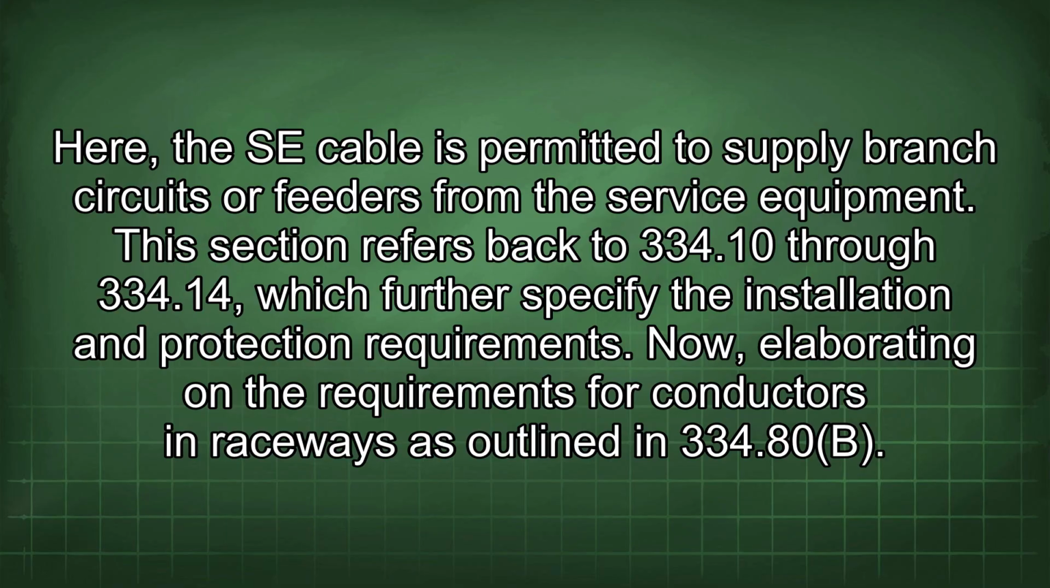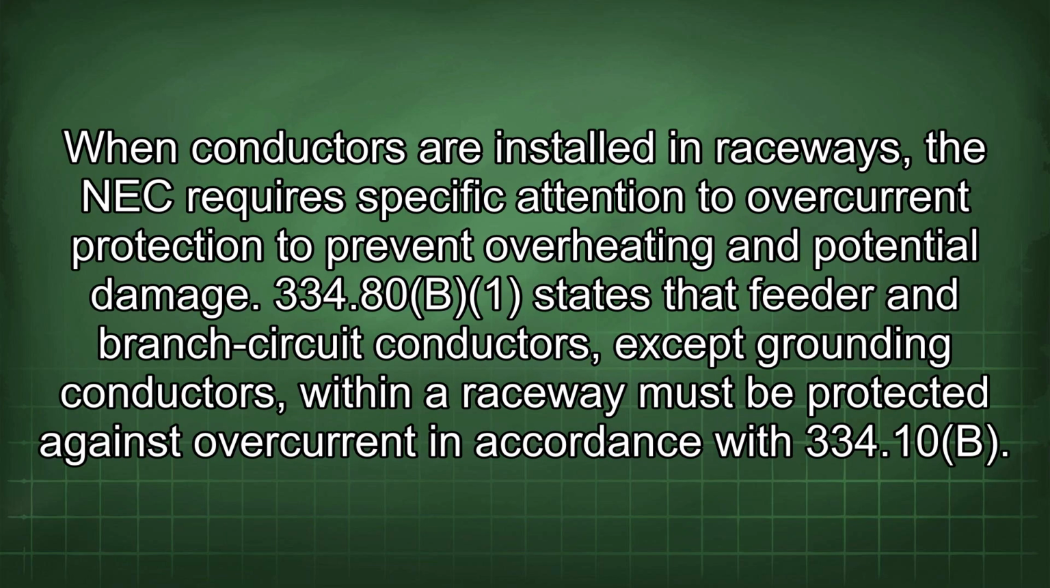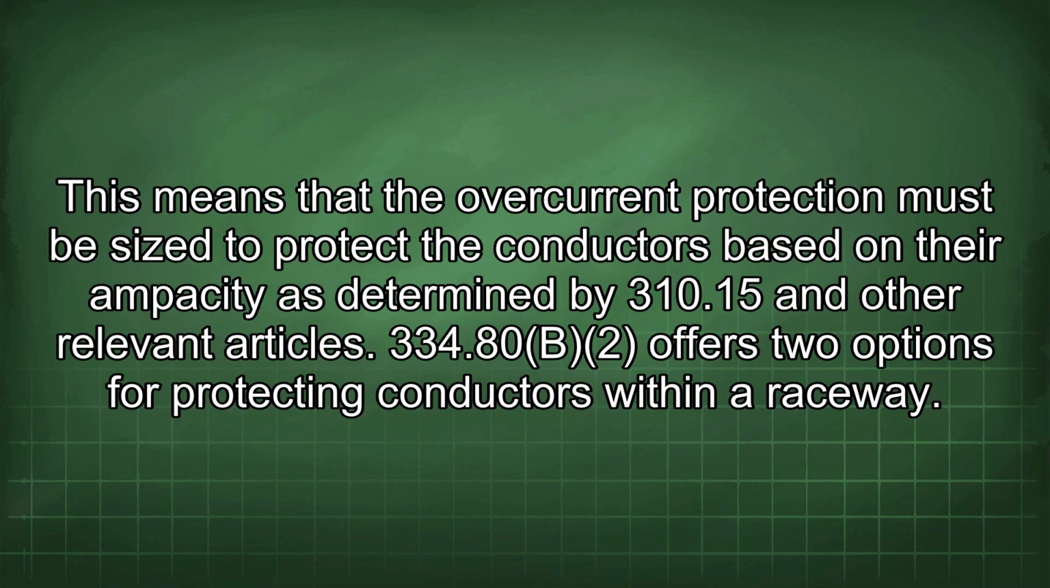Now, elaborating on the requirements for conductors in raceways as outlined in 334.80(B). When conductors are installed in raceways, the NEC requires specific attention to overcurrent protection to prevent overheating and potential damage. 334.80(B) states that feeder and branch circuit conductors, except grounding conductors, within a raceway must be protected against overcurrent in accordance with 334.10(B). This means that the overcurrent protection must be sized to protect the conductors based on their ampacity as determined by 310.15 and other relevant articles.